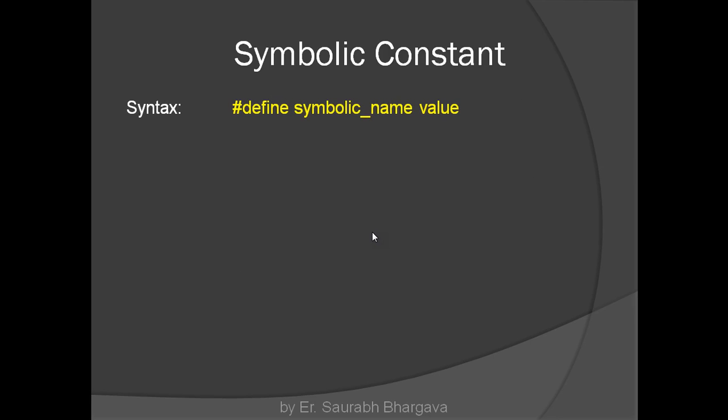The symbolic constant syntax is the hash define preprocessor directive, then the symbolic name, and then the value. The value can be integer, character, float or a string. We do not need to declare its data type here, we just need the symbolic name. By this symbolic name we can recognize this value throughout the program. The value can be integer, float, character or a string.